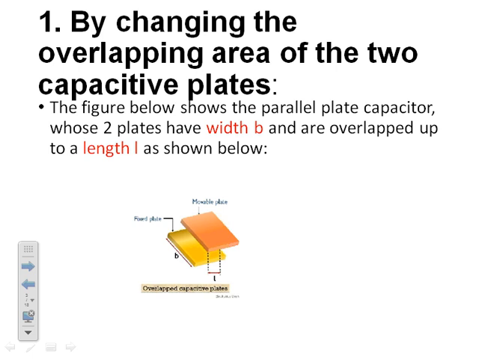The figure below shows the parallel plate capacitor. Two plates are there: one is a fixed plate and the other one is a movable plate. By moving this plate, the overlapping area varies, so we can change the capacitance of the capacitor as I said earlier. Here L represents the length, that is the overlapping length of the two plates, and the width is represented by B.